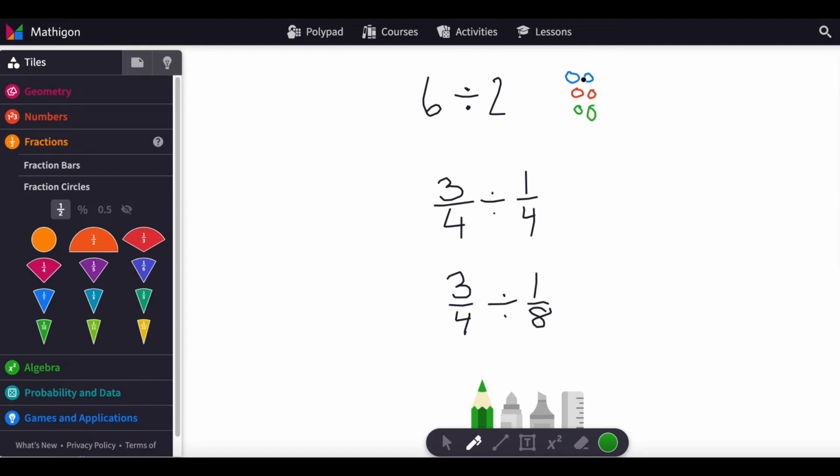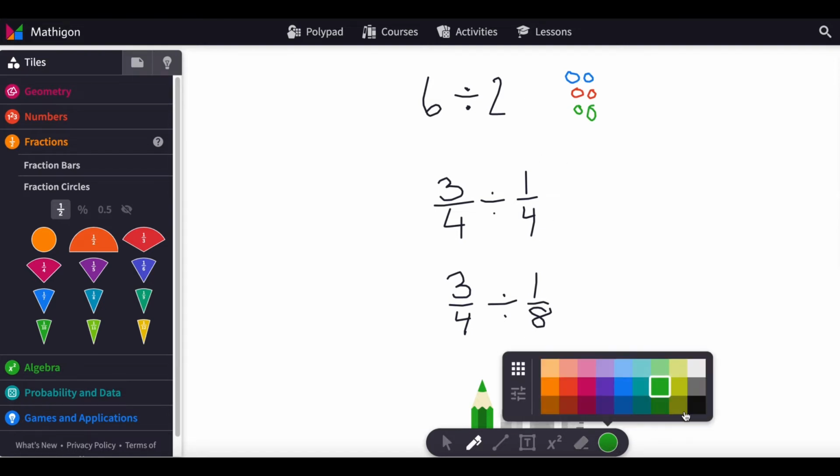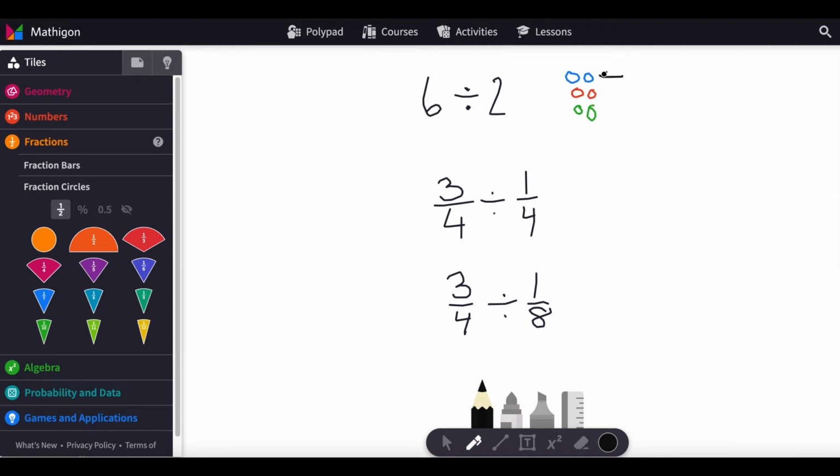All right, so altogether I have 6 things, and I have 1 group, 2 groups, 3 groups. So my answer would be 3.